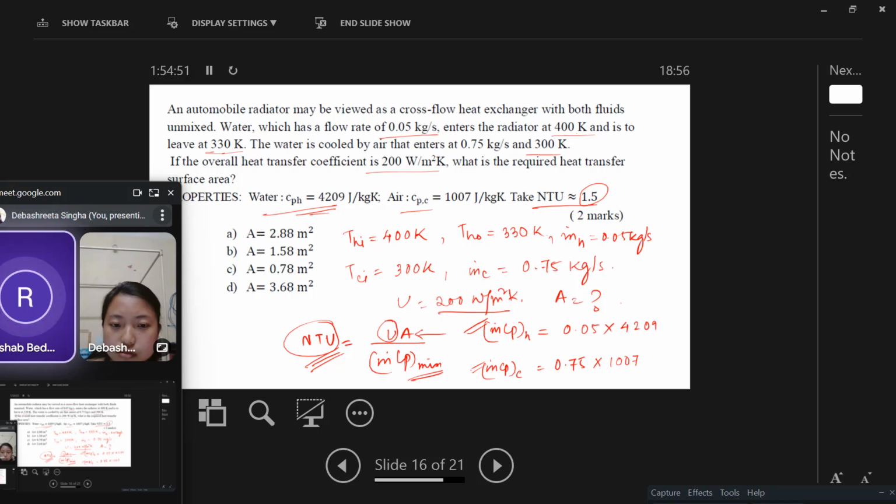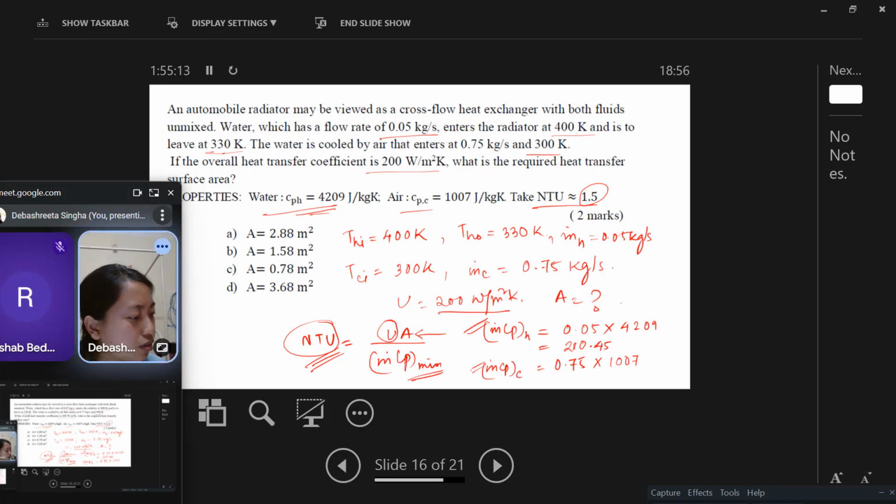Hot fluid, 210.45. For hot fluid the MCP is minimum. Hot fluid, how much value? 210.45. Okay, fine. And for the cold fluid, I think it is greater, no? It is 14732. So this is the minimum, for hot fluid. So use that only. Directly you use.